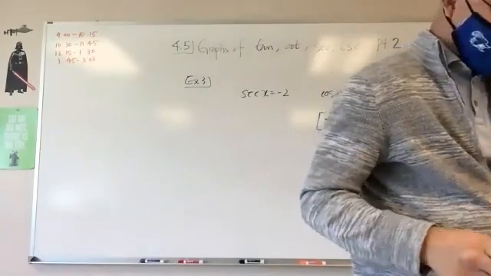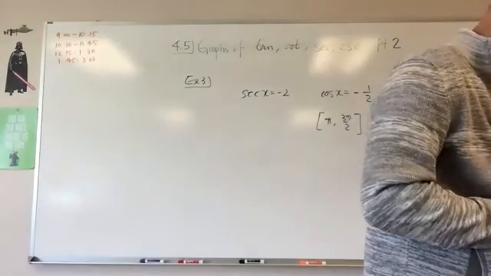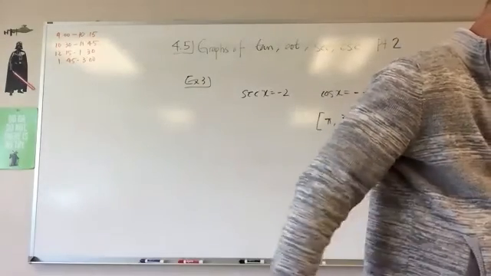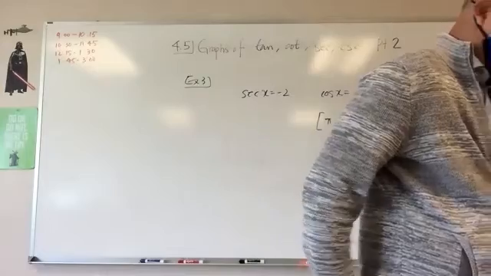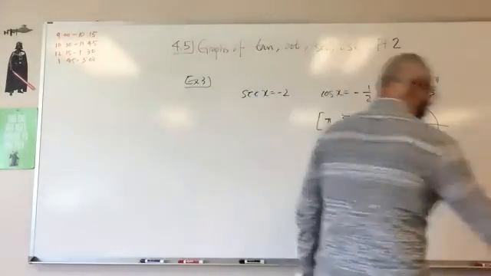Example number 4, find the smallest positive number x such that x squared is equal to cosecant x. So x squared is going to be equal to cosecant x.